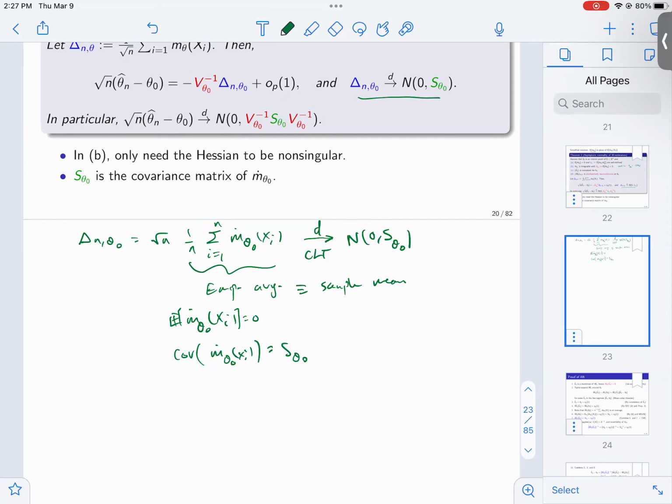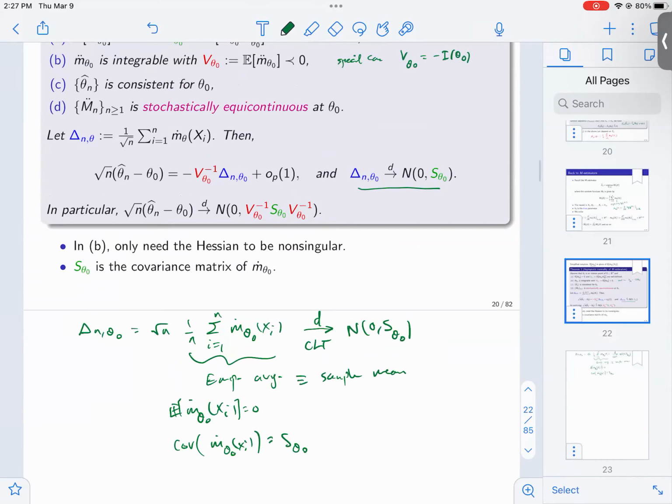Yes. So is delta n theta naught? Because when you define it up there, you don't have the 1 over n. No, yeah, so I have 1 over root n. So I'm multiplying and dividing by this.